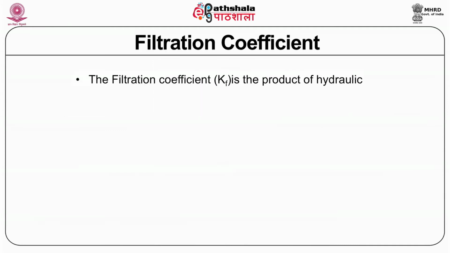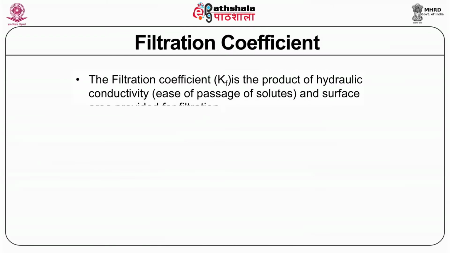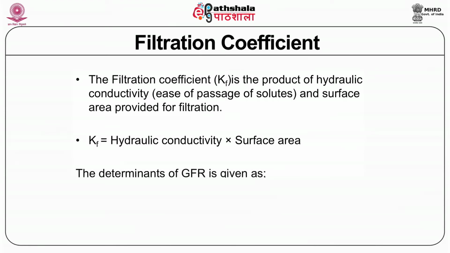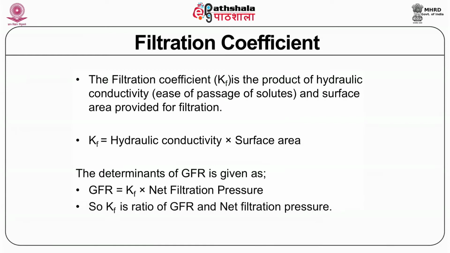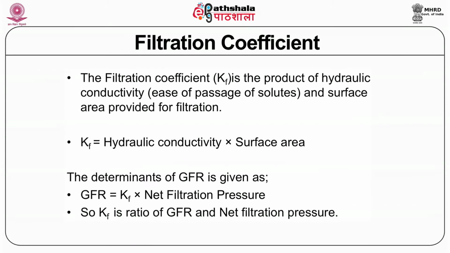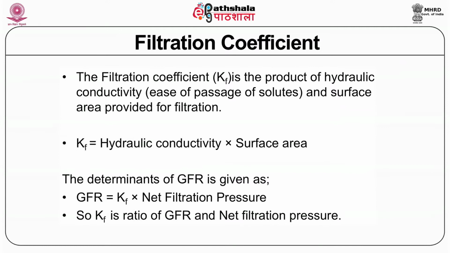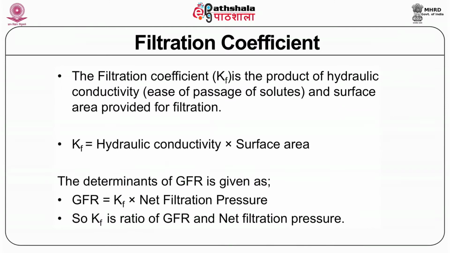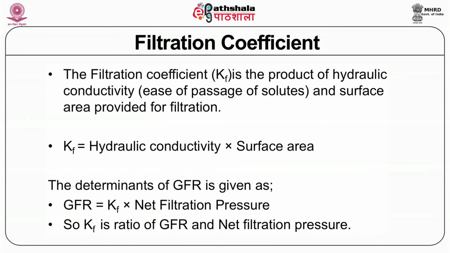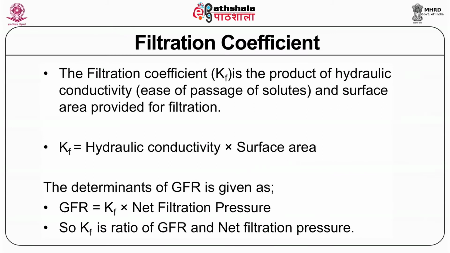The filtration coefficient, another parameter, is abbreviated Kf. The filtration coefficient is actually the product of hydraulic conductivity and the surface area provided for filtration. Hydraulic conductivity is the ease with which the solutes are able to pass. So Kf is equal to hydraulic conductivity times surface area. Hence, the determinant of the GFR is given by GFR equal to Kf, the filtration coefficient, multiplied by the net filtration pressure. So Kf can be calculated as the ratio of GFR to net filtration pressure.